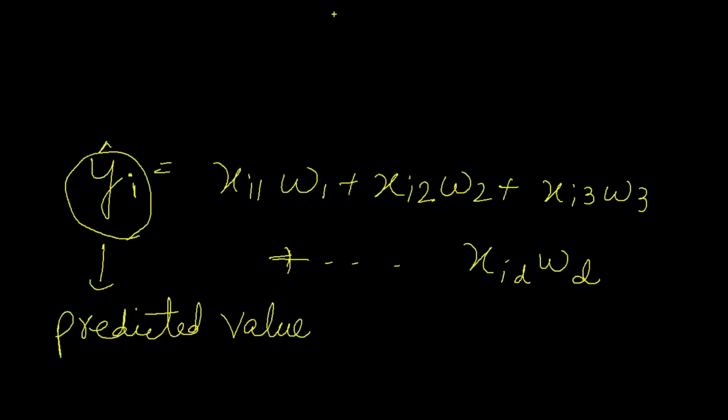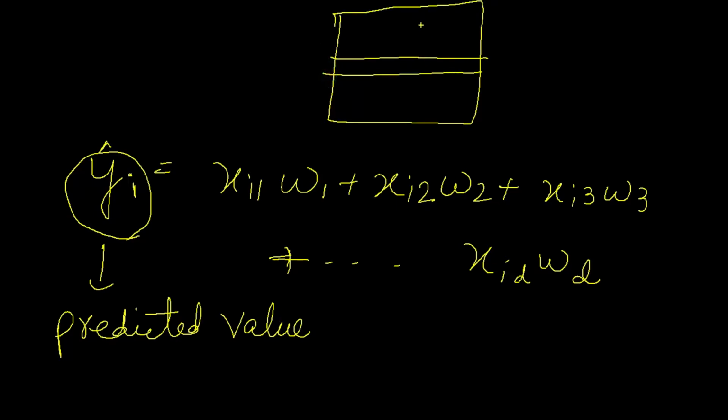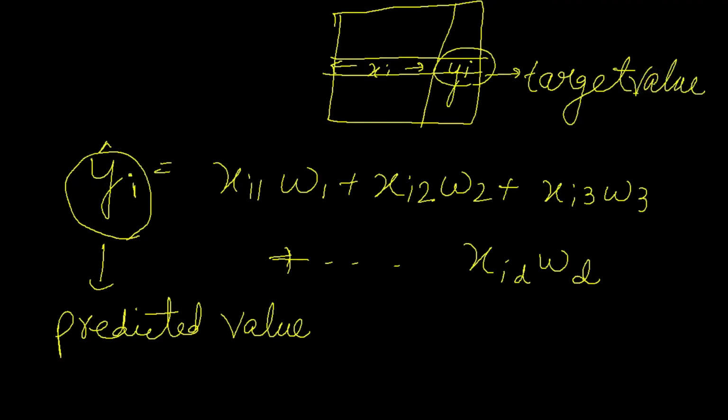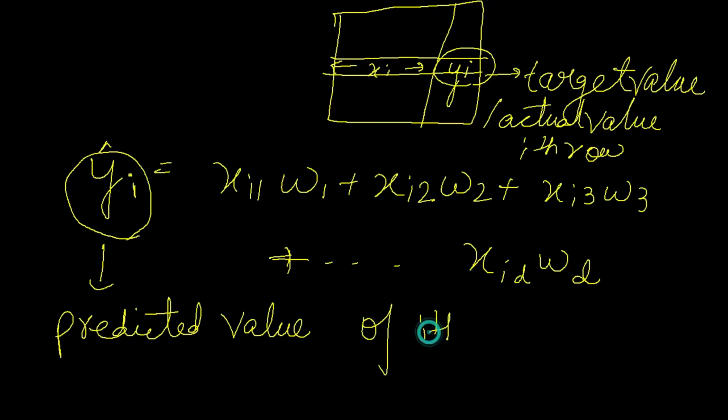For this data set, since this is xi, this is the ith row. Here this value is called the target value or actual value in the ith row, while this is called the predicted value of the ith row.